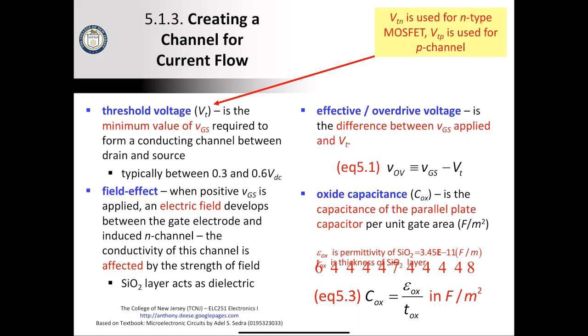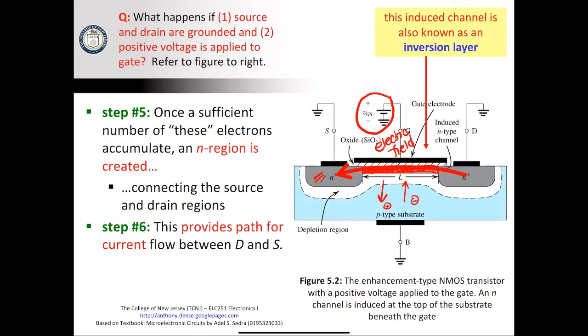The effective, or the overdrive voltage, is the difference between the VGS we apply and VT. So overdrive voltage is the component of VGS that actually starts to induce the inversion layer. This value is always greater than 0. And what that means is that when VT is greater than VGS, the overdrive voltage is just assumed to be 0. A negative value of overdrive doesn't have any meaning, for our purposes. Another value that we have to be concerned with is called the oxide capacitance, and this is the capacitance of the parallel plate capacitor, this piece here.